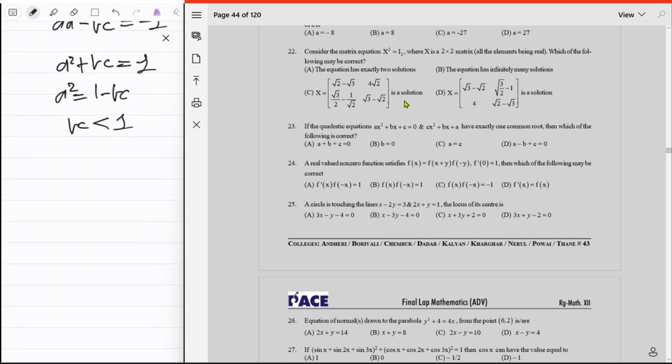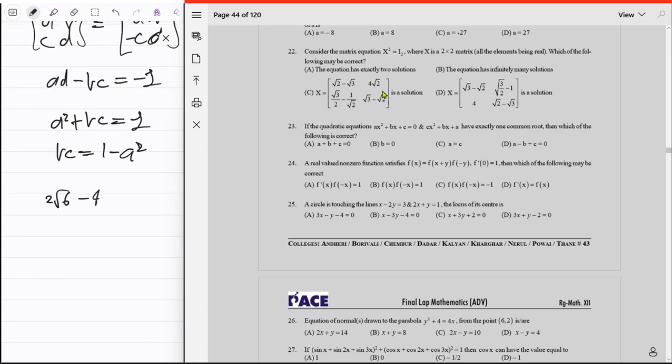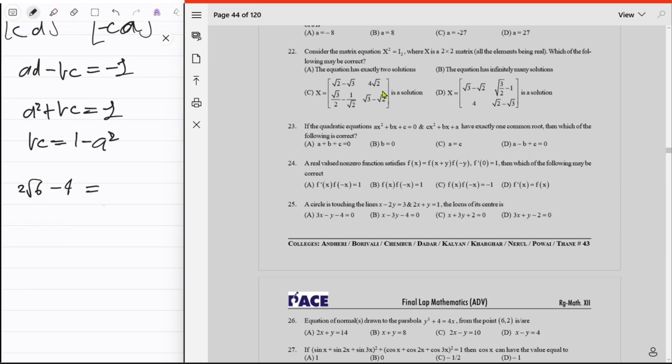Okay, A and D are negatives. Yes, they are. And then BC has this property, like A square equals 1 minus BC. What will BC be? Just the product of this and this guy, which is actually just A square and then this. Okay, cool. So BC is equal to 1 minus A squared. What is BC? It's 2 square root of 6 minus 4. Okay, this is equal to 1 minus A squared.